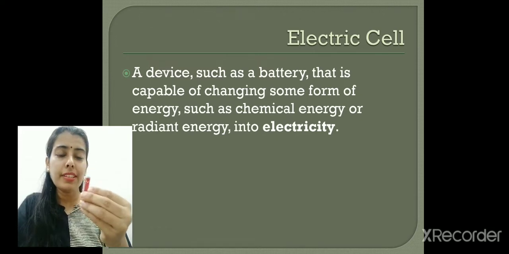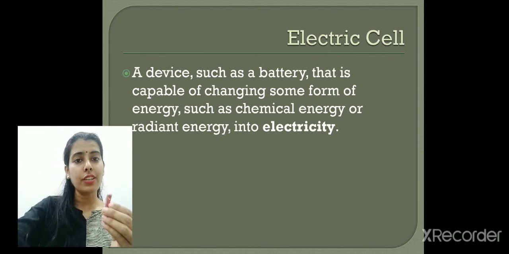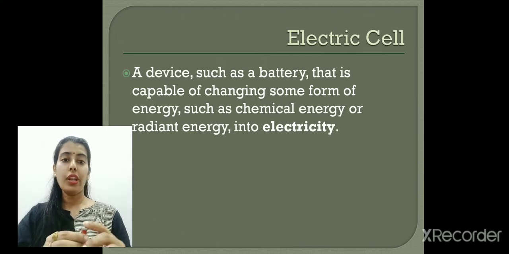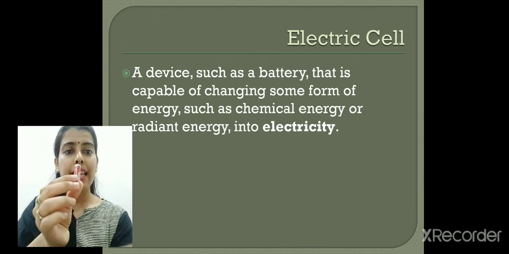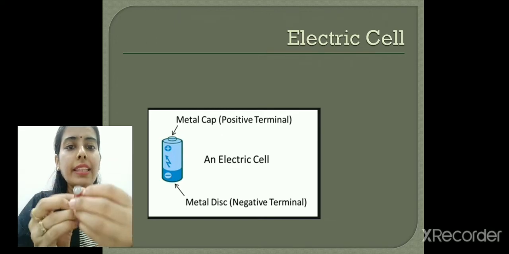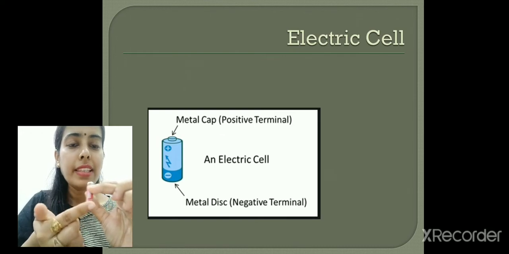This is the electric cell which I have taken out from my AC remote. For your cell, you can check it from any device, any remote or any of your toys. This is called an electric cell. Now this electric cell has two ends. The end with the cap, this is the metal cap. The other end, this is the flat end.